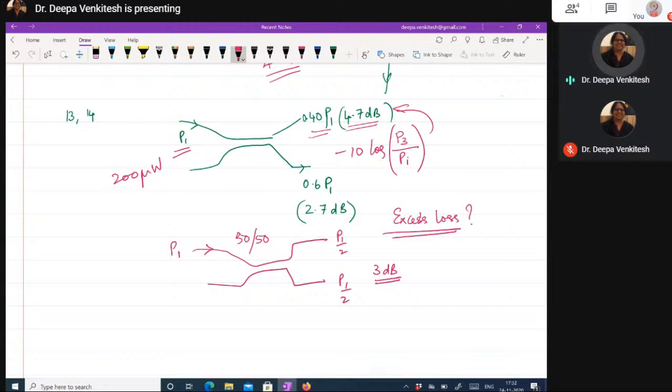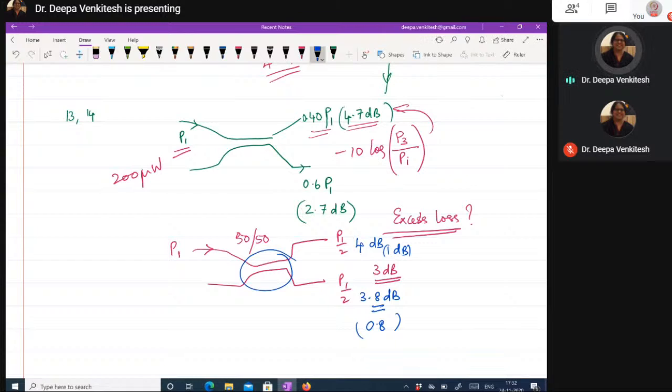But suppose I measure and find out the loss to be some 4 dB here and 3.8 dB here, it means that there is an excess loss of 0.8 dB here and there is an excess loss of 1 dB here. And that's because of the fact that there is some other loss in the system other than just because of the fact that you split the power. So that's how you go ahead and calculate the excess loss.